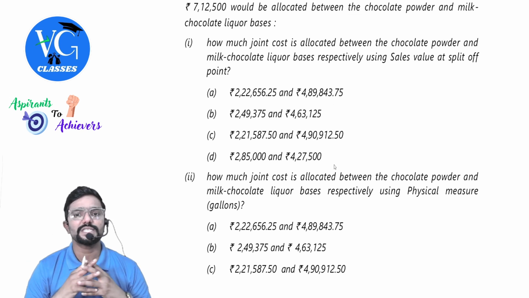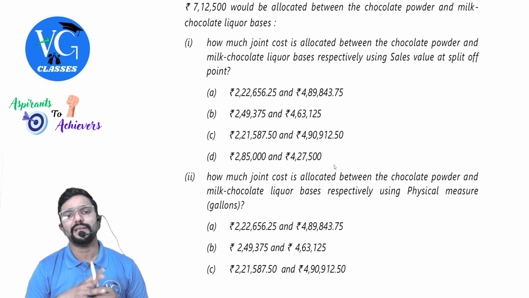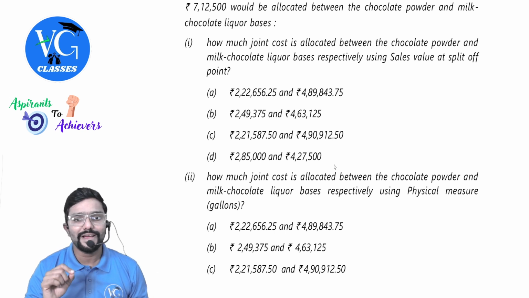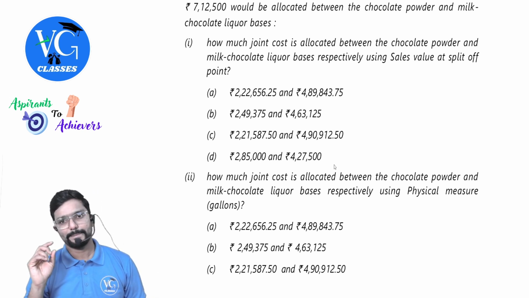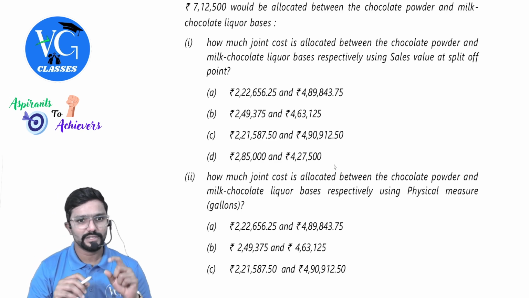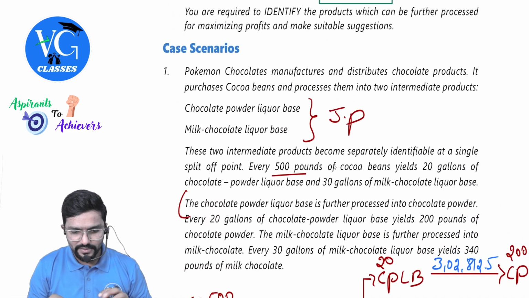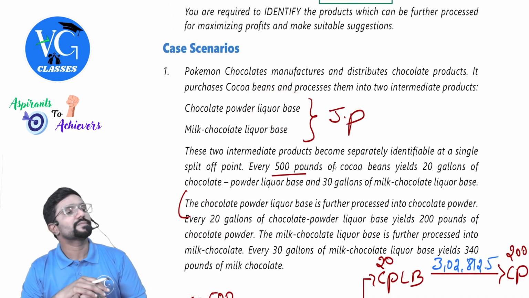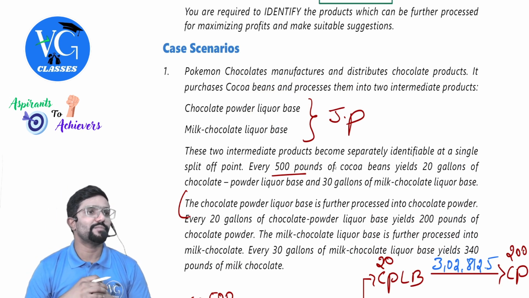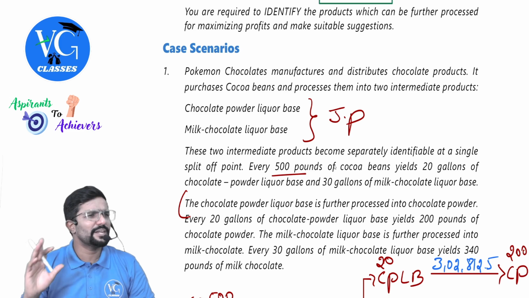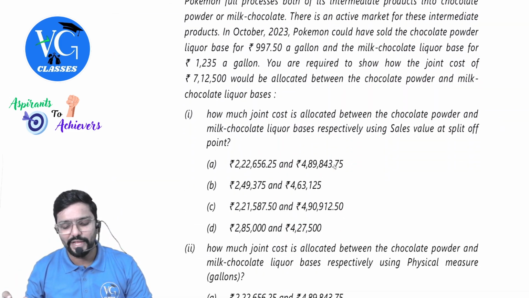How much joint cost is allocated between chocolate powder and milk chocolate liquor base, respectively, using sale value at split off point? Actually, the question is somewhere wrong. It should be chocolate powder intermediate product, because only this we can sell at the split off point. That liquor base is missing. Maybe they would have used them together.